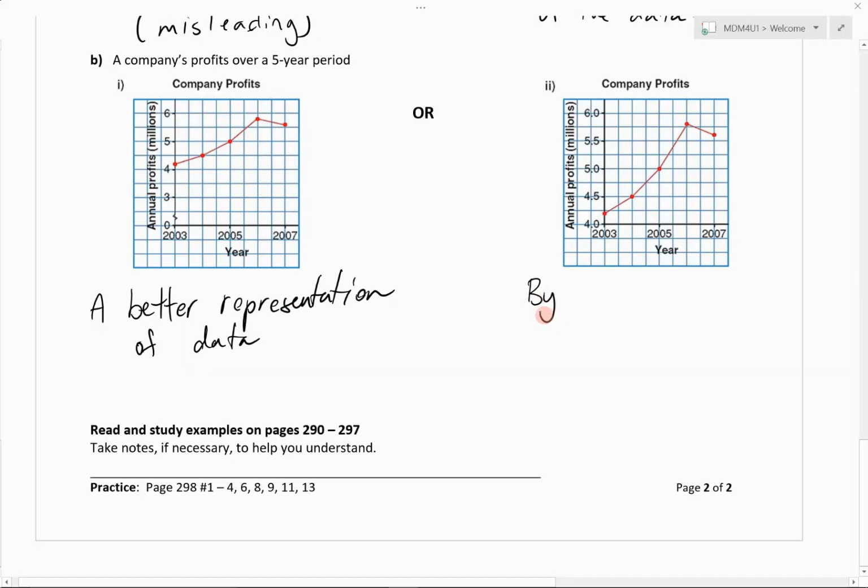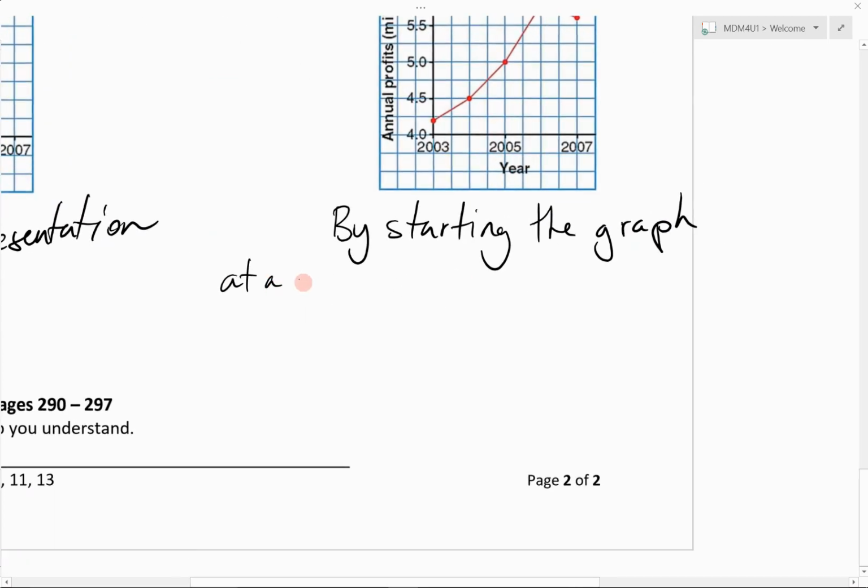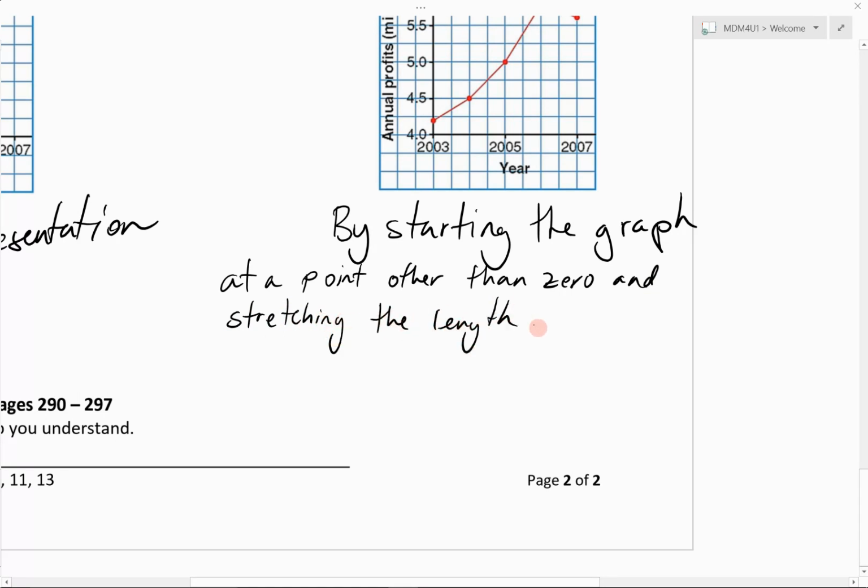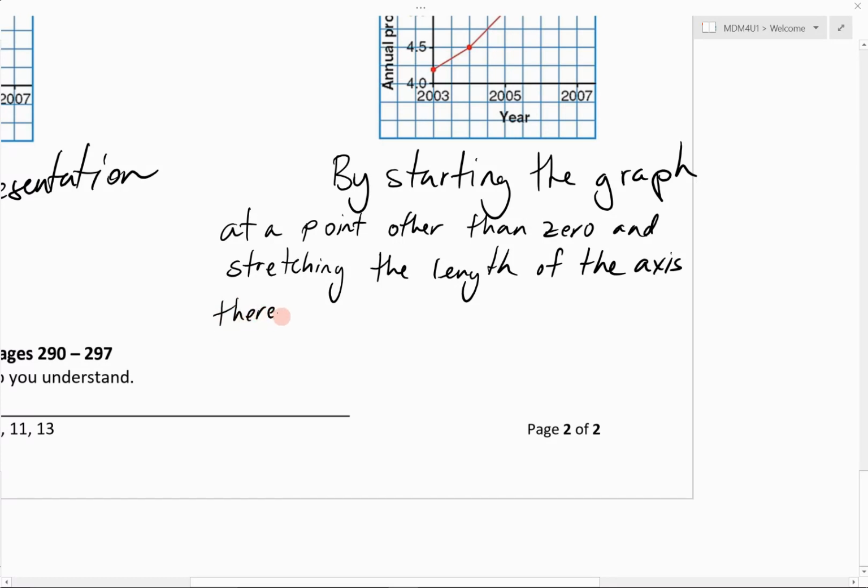And on the right, we're going to say here that by starting the graph at a point other than 0 and stretching the length of the axis, there appears to be a greater difference between values.